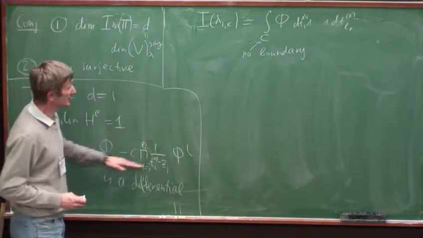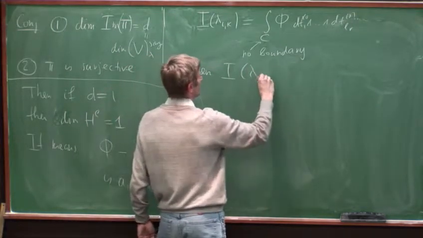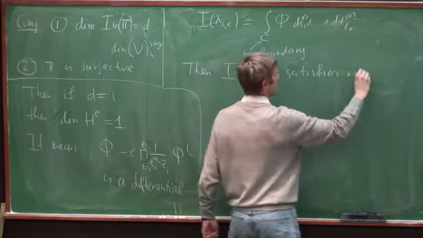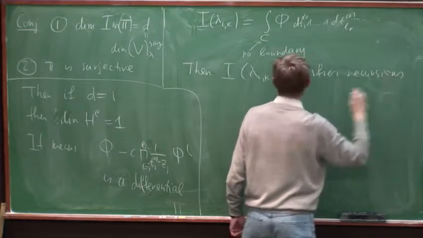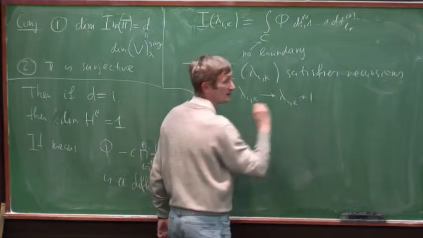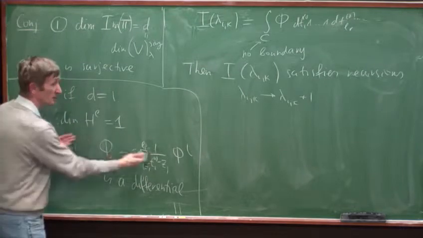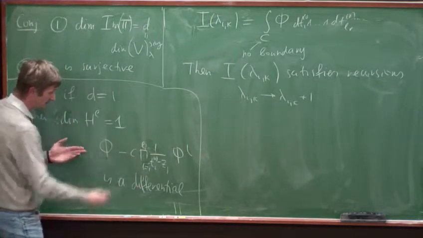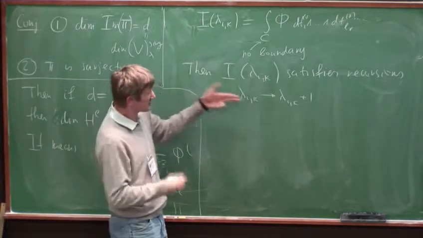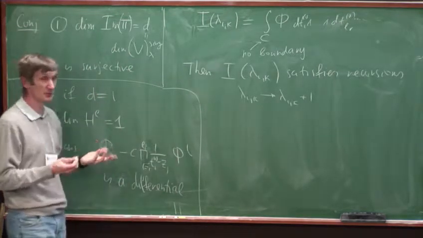Then this statement tells me that this integral satisfies recursions. Namely, I can take this and increase or decrease it by 1, because phi and phi divided by this are cohomologous. Their difference is a derivative, so the integral will kill this difference. And therefore this integral satisfies recursions. And if it satisfies recursions, then I can actually compute it.